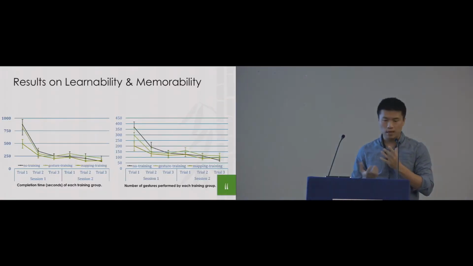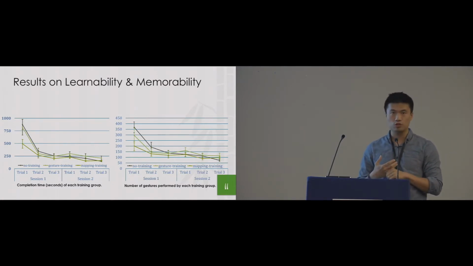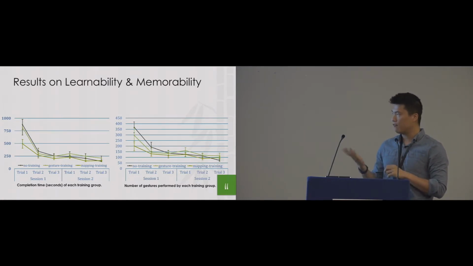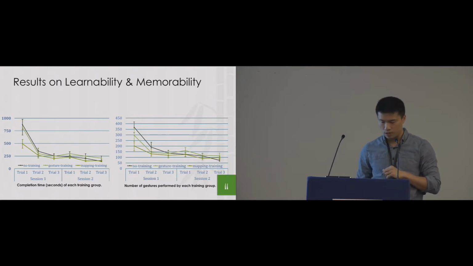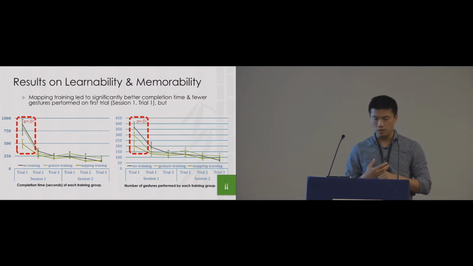So here are some interesting results that we found. For more details, I refer you back to the paper itself. On the left-hand side is the completion time. On the right-hand side is the number of gestures performed across all the sessions and in the 3 game playing trials. We call them trials. The first interesting result is that if we provide the mapping on top of the gesture training, it actually led to a significantly better completion time and fewer gestures performed in the first trial.